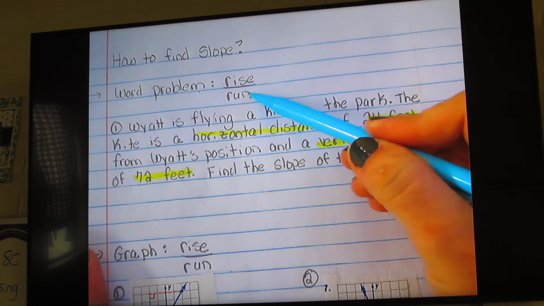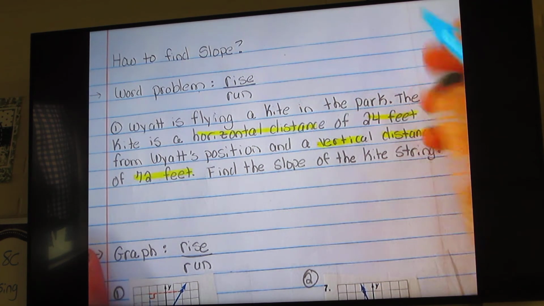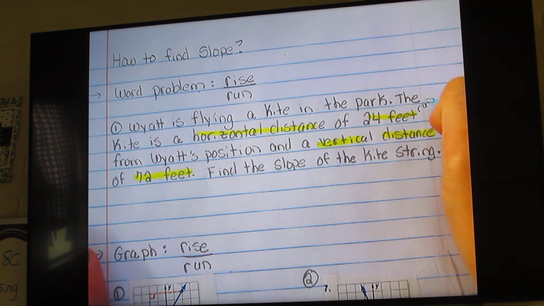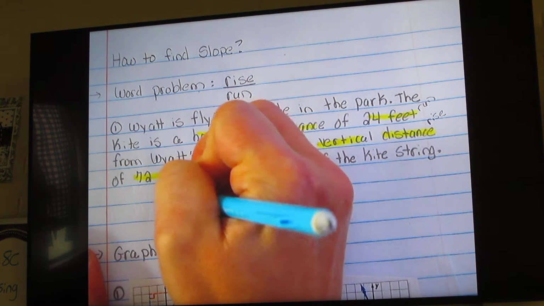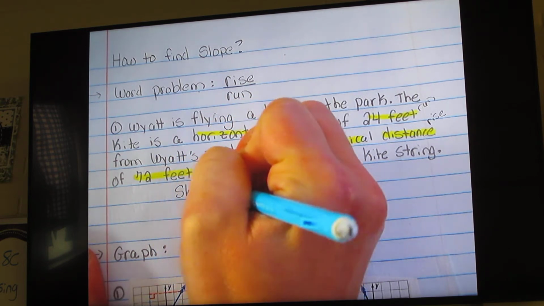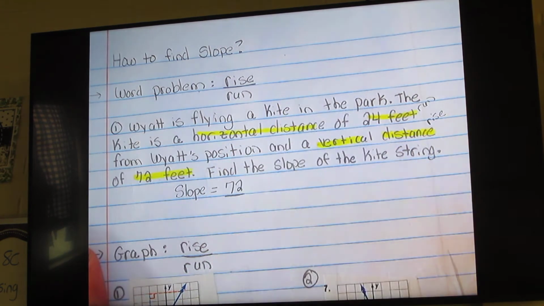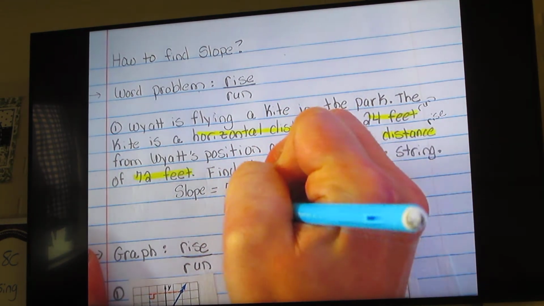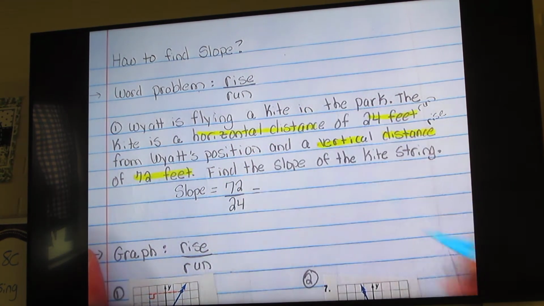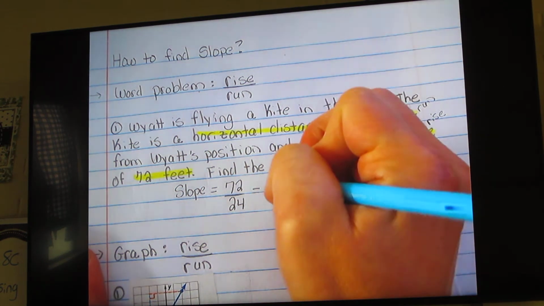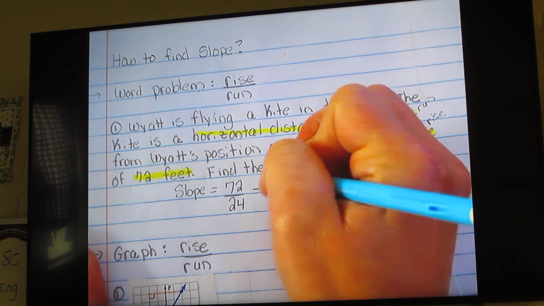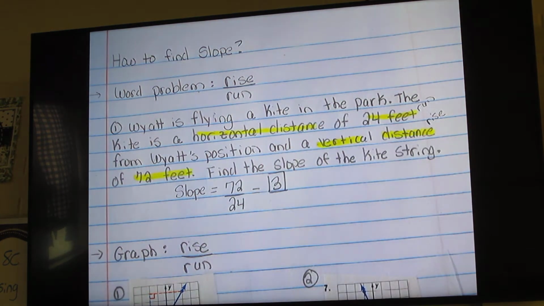Run represents horizontal distance, so this is my run. Rise represents vertical distance, so this is my rise. Okay, so your slope equals the rise of 72 feet over the run of 24 feet. So 72 over 24 gives you 3.